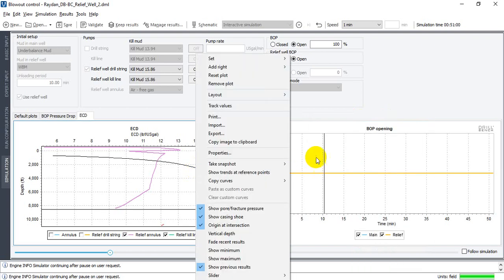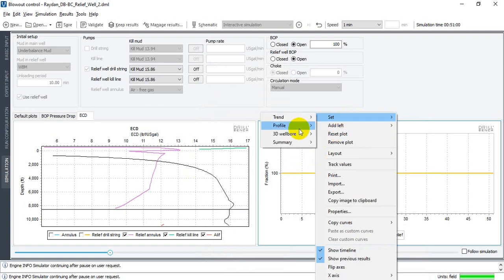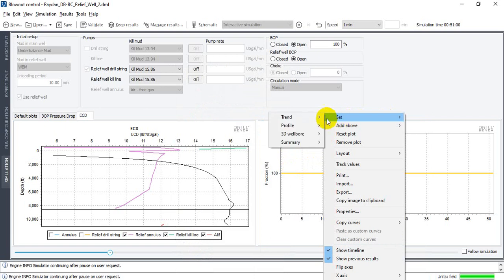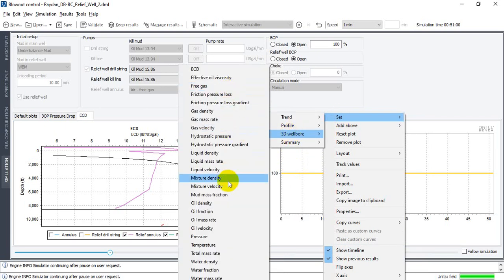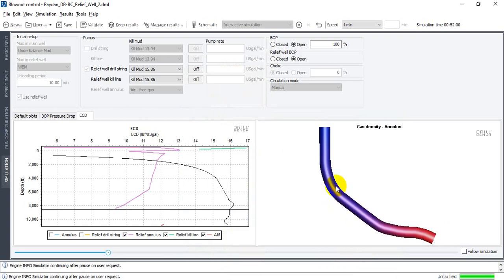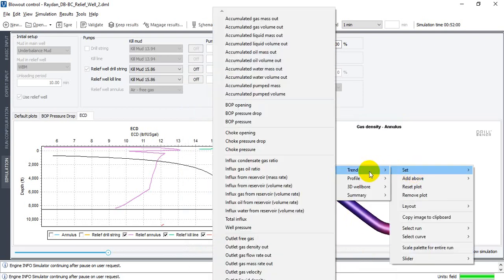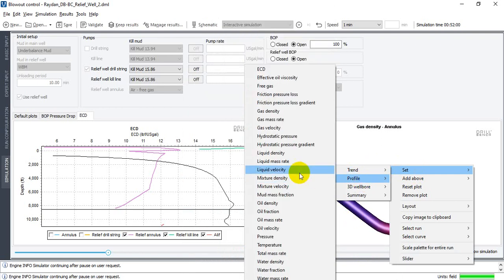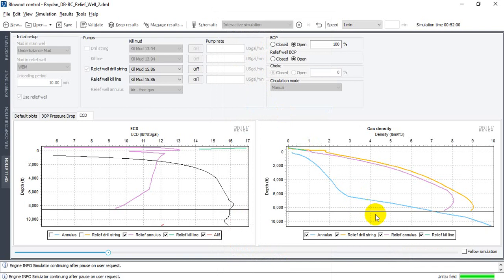I can add here set 3D blowout preventer. We don't have it here. Gas density, I don't have it. I want the profile for the gas density, the density for the gas, and you can add any plots.